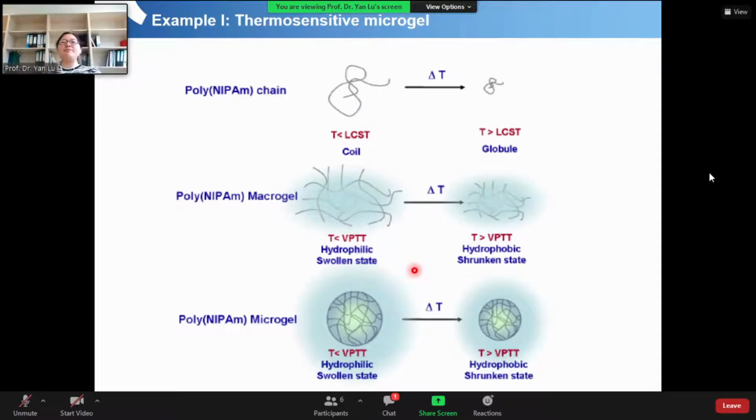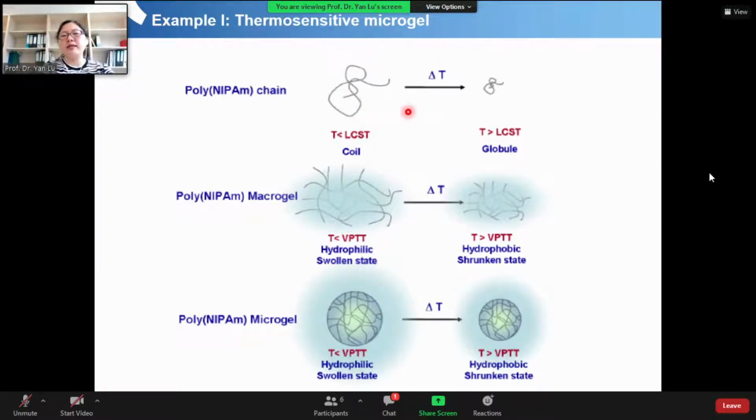And if we have different forms of the polymer chains, of course, you will also have a different state of such kind of phase transition. Here are three different examples. For the first example, if we have a single polymer chain, then when the temperature is lower than the phase transition temperature, the LCST, they are in a swollen state, you have a coil of these polymer chains.